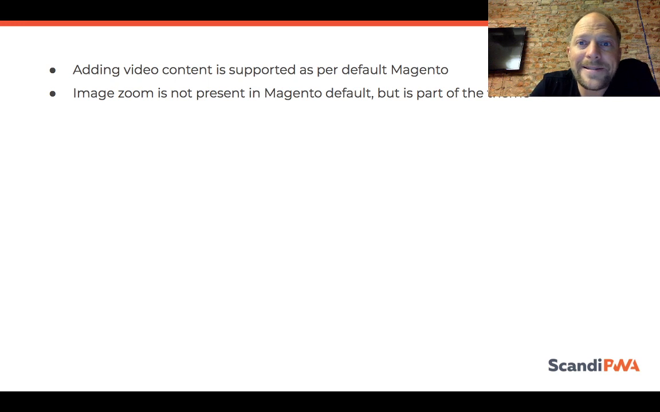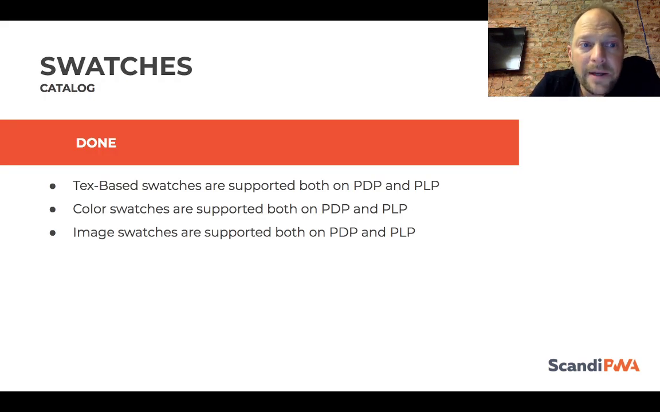Video content is supported as well, just like default Magento. And image zoom, it's not part of Magento, but it's part of the theme. So it's working out of the box. It shows original image. Swatches in catalog. Text-based swatches are done on product detail page and on product listing page in layered navigation. Color swatches are supported as well, and image swatches are supported as well.